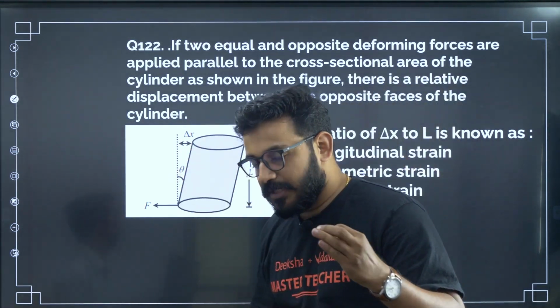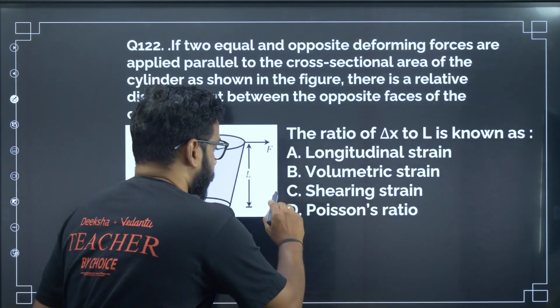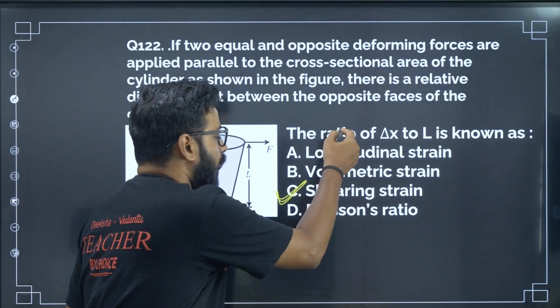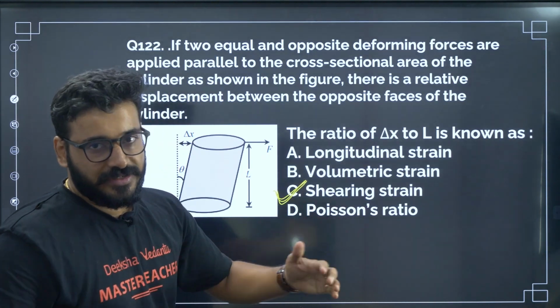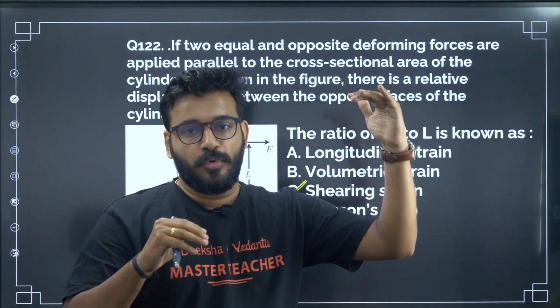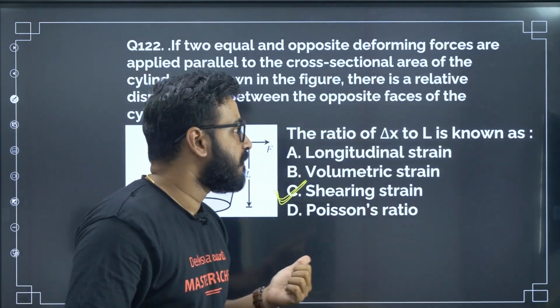This strain is absolutely called shearing strain. It is neither volume strain, longitudinal strain, nor Poisson's ratio. It is exactly shearing strain, the relative displacement between both sides when there are equal and opposite forces. Correct.